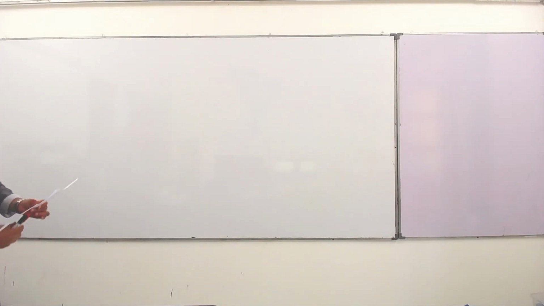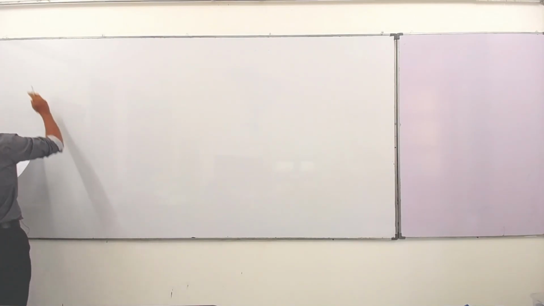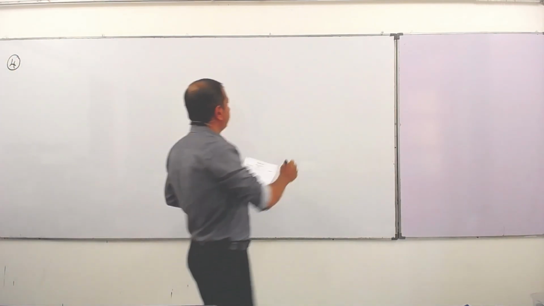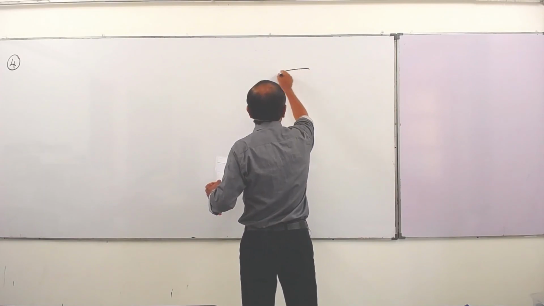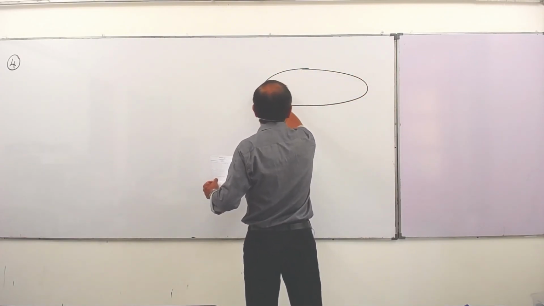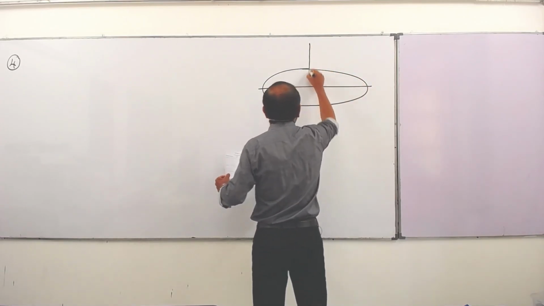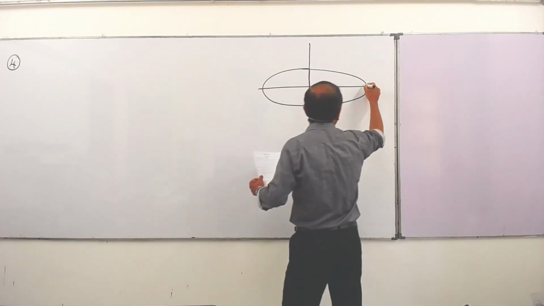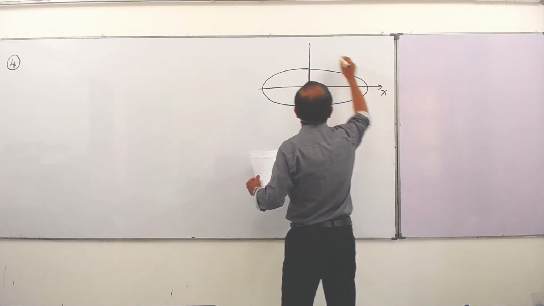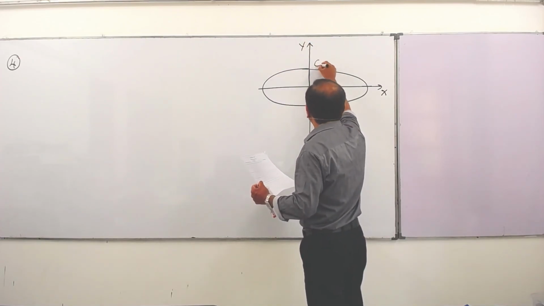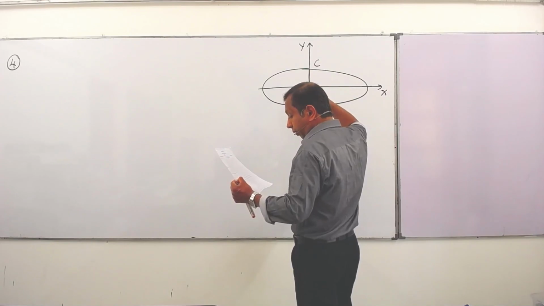The ellipse C is parametrically given this way. The ellipse is like this. This is the ellipse, with the x-axis and y-axis. The ellipse is C.